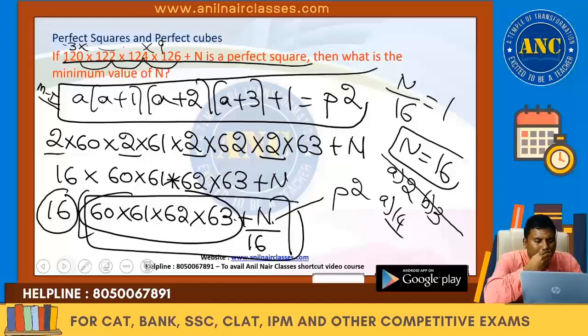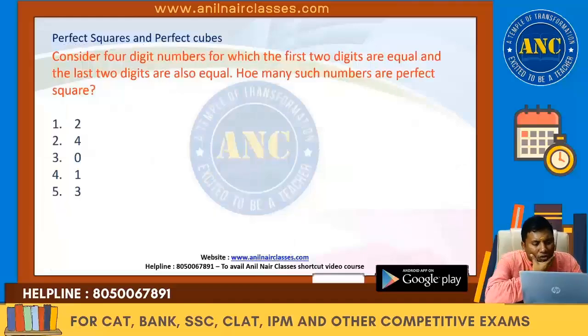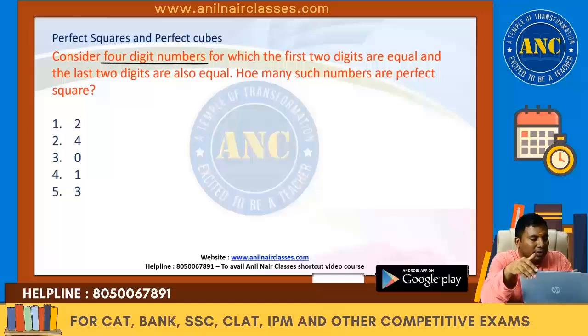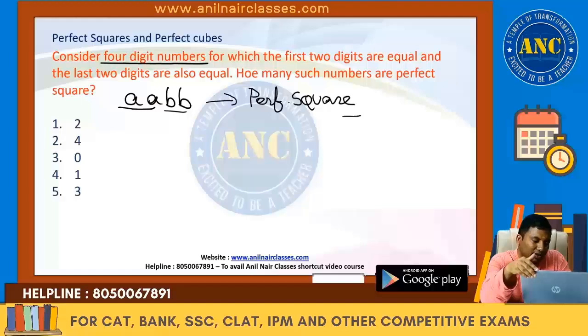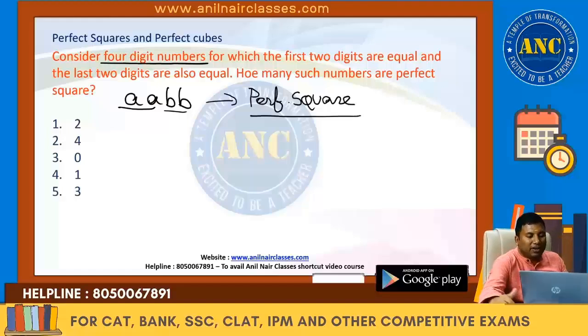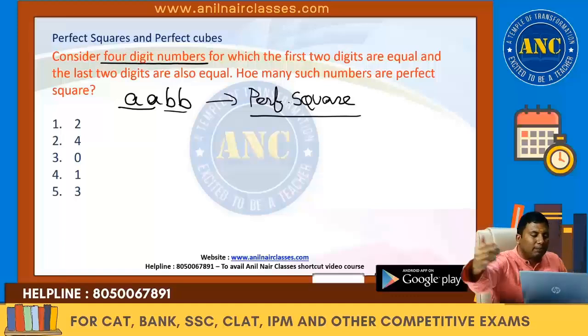Next one. Another beautiful question, sir. Consider a 4-digit number for which the first 2 digits are equal and the last 2 digits are also equal. How many such numbers are perfect squares? There is a 4-digit number AABB, of which the first 2 digits are equal, the last 2 digits are equal, and this number is a perfect square. How many such numbers are perfect squares?